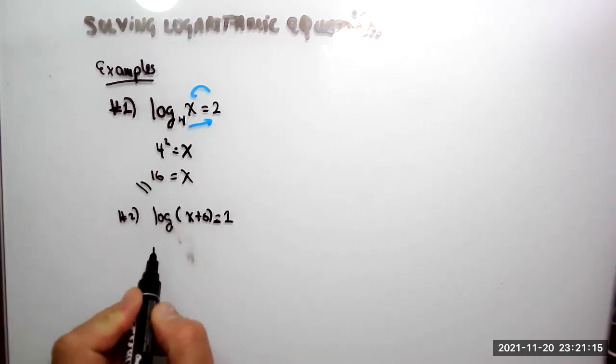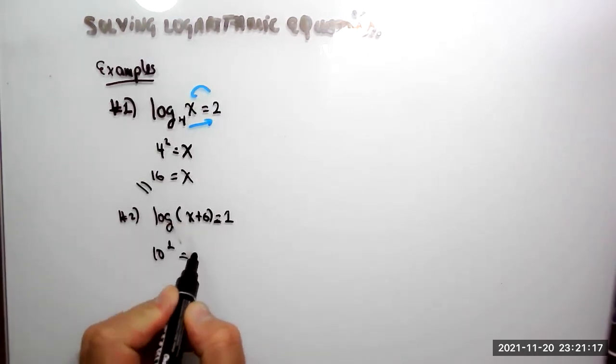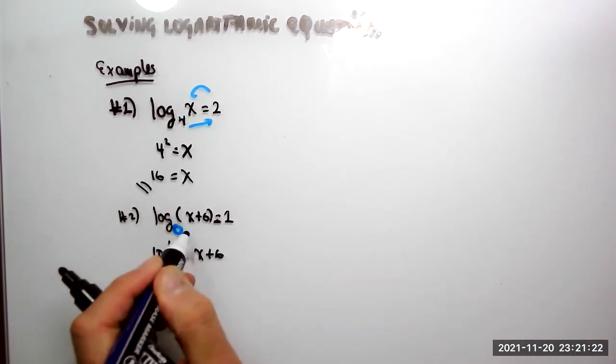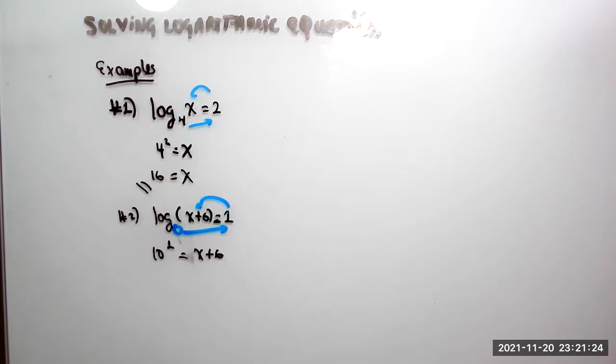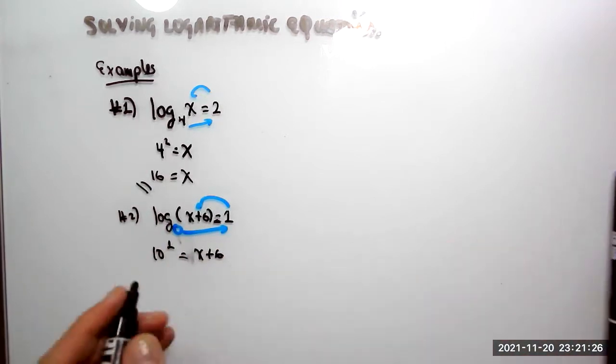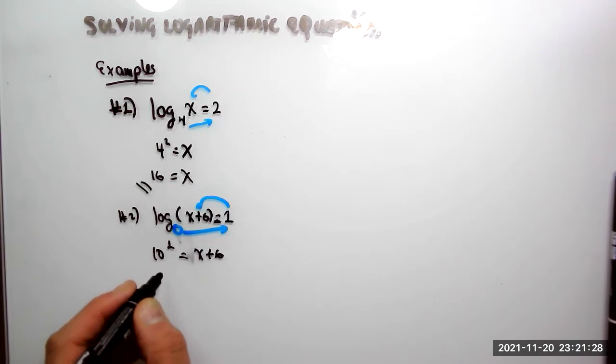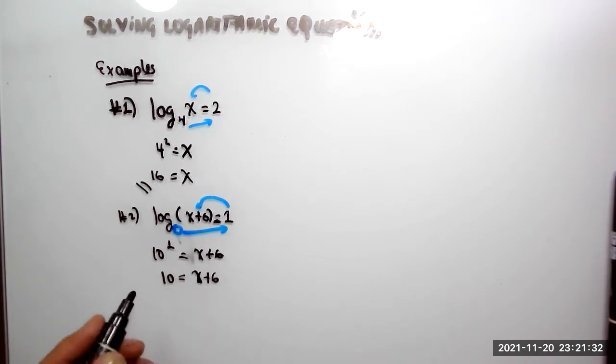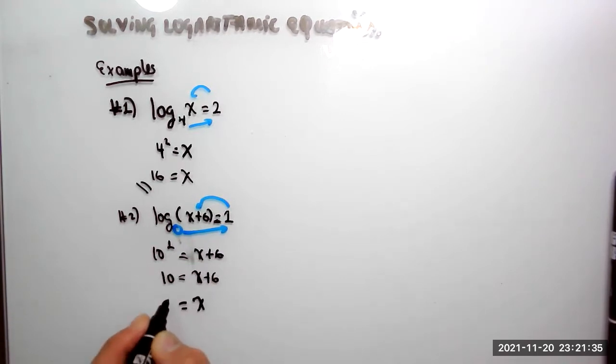So once again, 10 raised to the 1 equals x plus 6. The base 10, which is here, raised to the 1 equals this argument. Of course, we know that 10 to the 1 is simply 10, equals x plus 6. Isolating the x, we subtract 6. So therefore, x equals 4, and we are done.